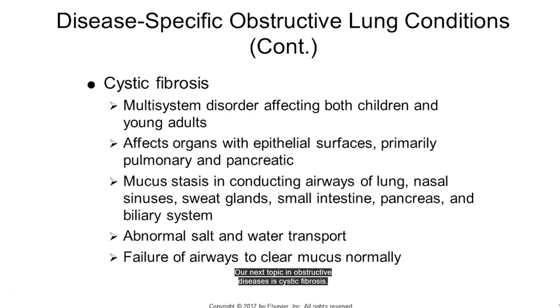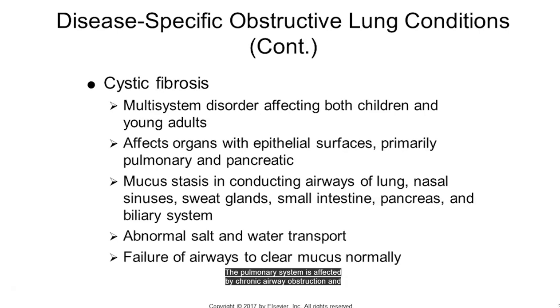Our next topic in obstructive diseases is cystic fibrosis. This is a genetic multisystem disorder that affects children and young adults. It occurs when parents are both carriers of a mutation of the cystic fibrosis transmembrane conductance regulator gene, or CFTR gene. CF affects every organ that contains epithelial cells, with primary involvement in the pulmonary and pancreatic systems.